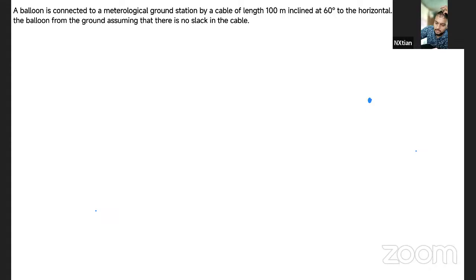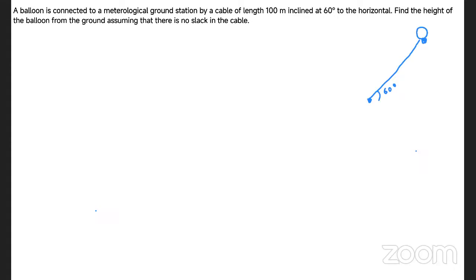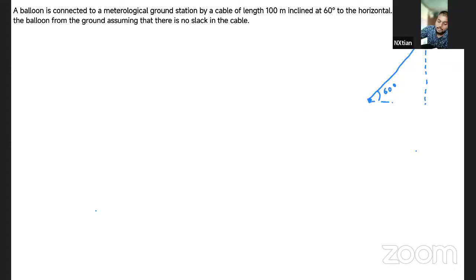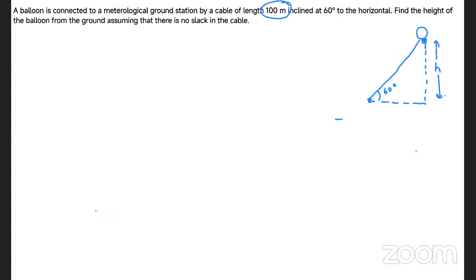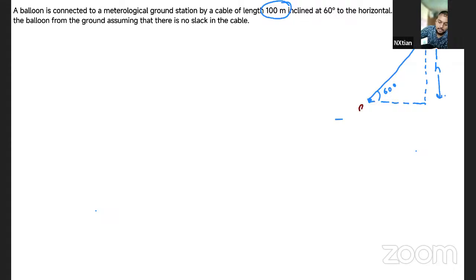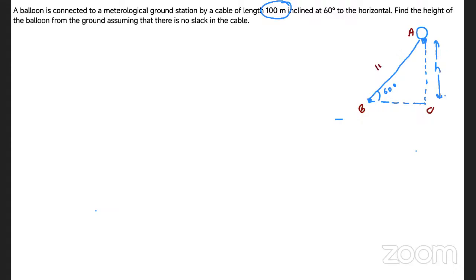For example, the balloon is here. So this angle is created as 60 degree, and then the height is what we need to find, straight from the ground. So the H we don't know. And this 100 meter is what? The length of the line, for example, if I write the angle 60 degrees, so AB is 100 meter, no? Yeah. So guys, can you find it out?